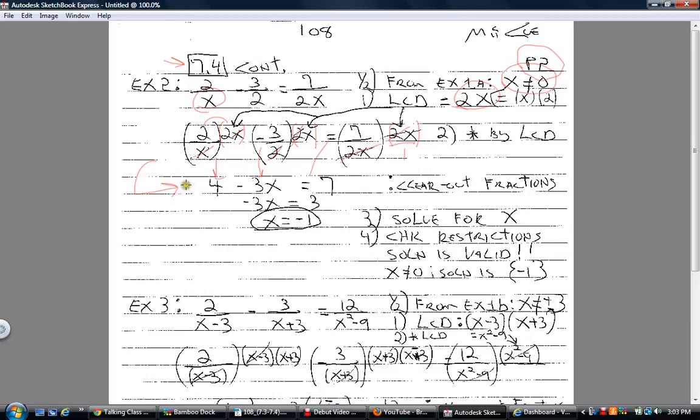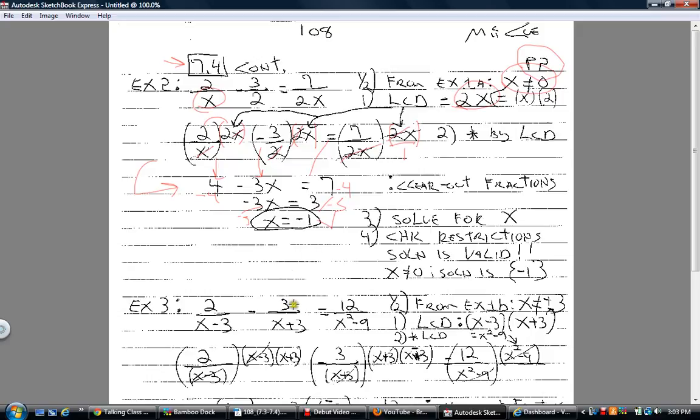Now from here you're in what I call a mop-up operation. Got to isolate -3x, so subtract 4. I didn't show the work here. 7 minus 4 is 3. Divide by -3, and boom, x equals -1.